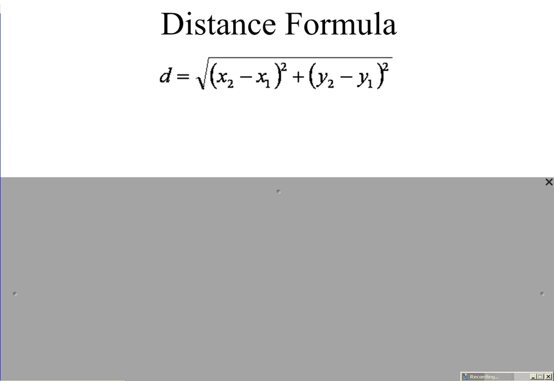Distance formula. Distance formula is the square root of the difference in x's squared plus the difference in y's squared. Biggest thing with the distance formula is make sure you follow order of operations. Underneath this radical, we must do what's inside both sets of parentheses first, then square each thing individually, then add the two together, and the very last thing you do then is take the square root of that value.